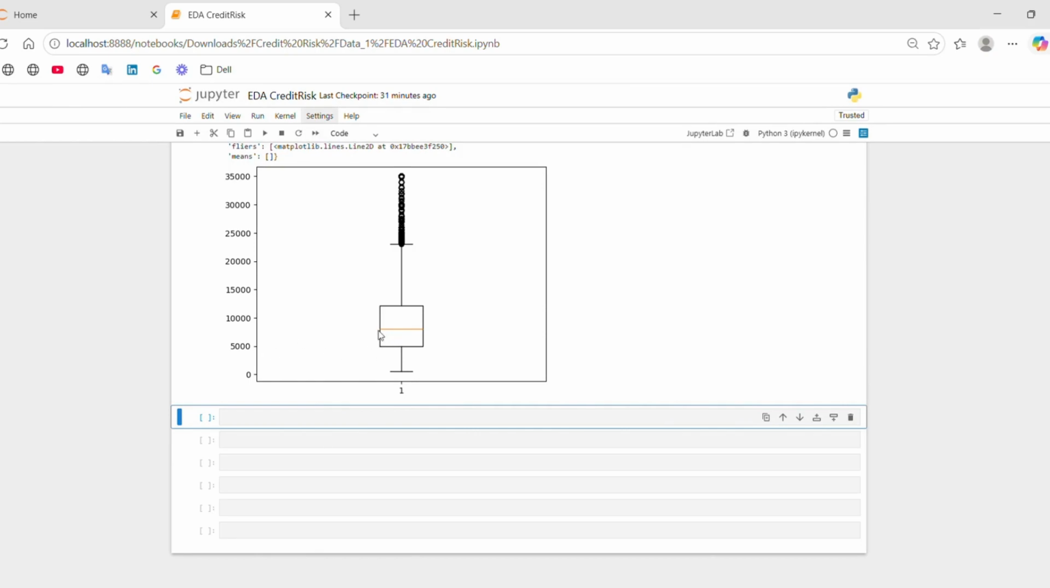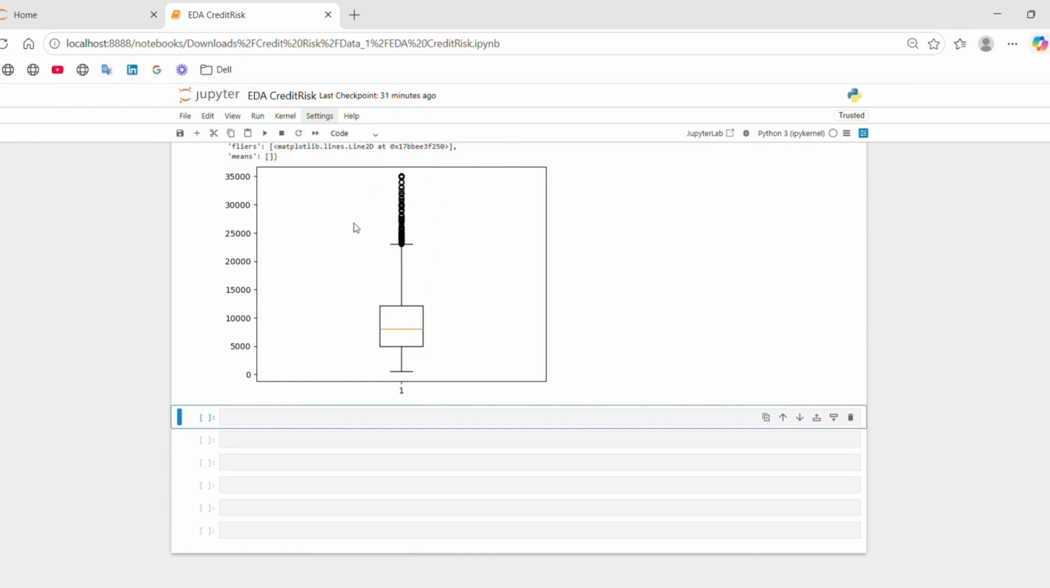And if you look at the spread, the lower bottom is around 5,000 and the upper one is at around 12,000 something. So the IQR spread would be 12,000 minus 5,000. This is my Q1 quartile and this is my Q3 percentile, and 50% of the customers lie between this range. So you can look at the definition for the IQR.